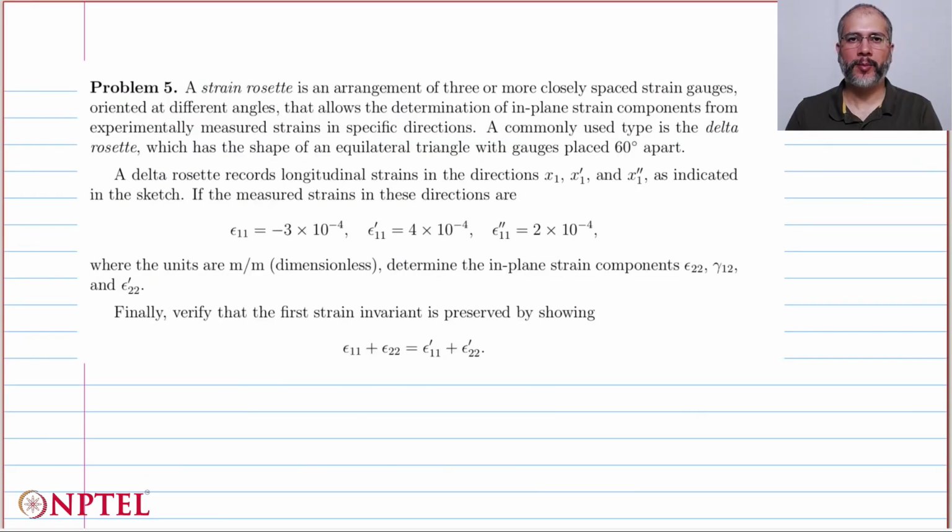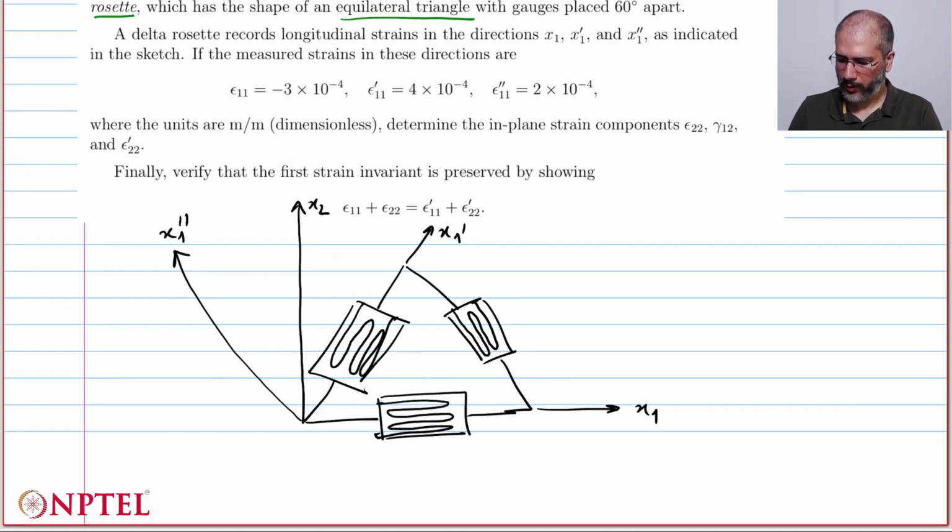So now we get to the final problem for today's tutorial, and in this problem a strain rosette is given to us, particularly the delta rosette, which is in the shape of an equilateral triangle. So let's draw that. These are the three strain gauges, and the angle here is 60 degrees because it's an equilateral triangle in a delta rosette, as discussed in the lecture. As we discussed in the lecture, strain gauges are used to get an estimate for the shear strain by measuring longitudinal strains in different directions on a surface.